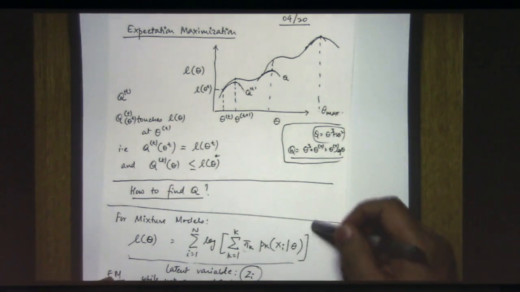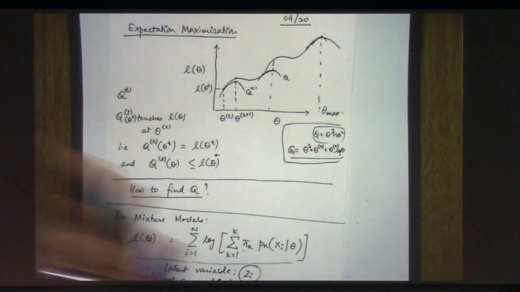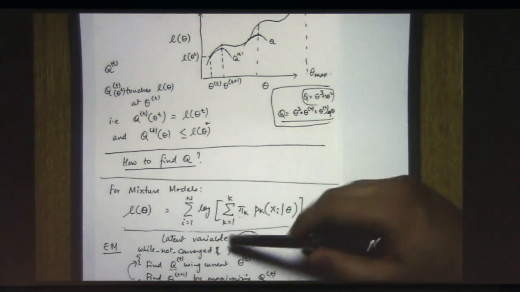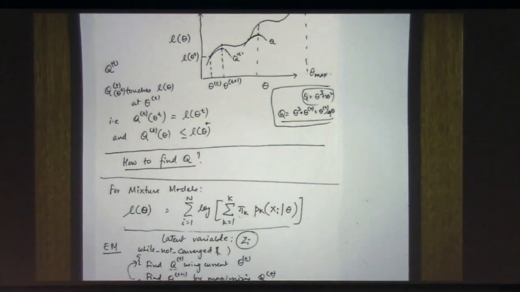So for example, for mixture models there is one way to find Q. For other situations there might be another way to find Q. All right, so today we are going to see, not in too much detail, but just very briefly, how we get Q for mixture model estimation. All right, any questions so far?